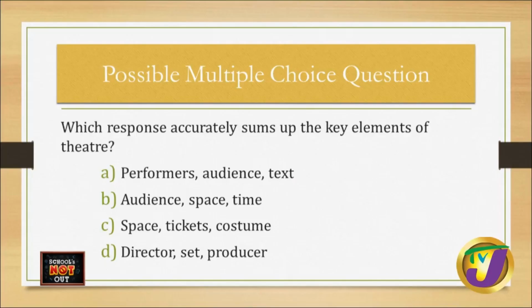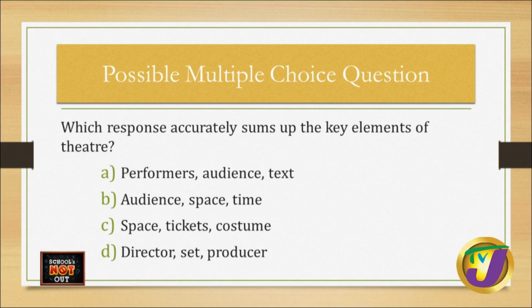So we're going to look at the first multiple choice question. Which response accurately sums up the key elements of theatre? Is it A, performers, audience, text? Is it B, audience, space, time? Or is it C, space, tickets, costume? All right. Or is it D, the director, the set, and the producer?